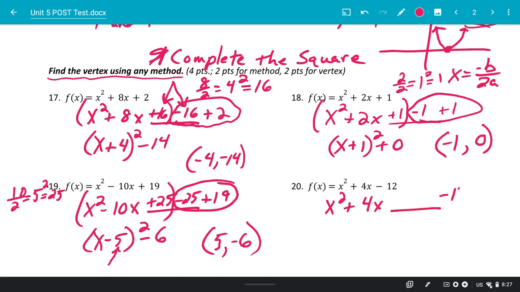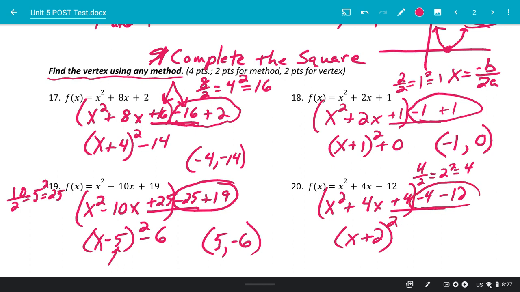Number 20, x squared plus 4x. Leave my space, minus 12. 4 divided by 2 is 2. 2 squared is 4. So I'm going to add 4 and subtract 4. Perfect square trinomial. Now remember, when we're doing these completing the squares, I always have to put my addition one first, right? The plus, whatever first, or it wouldn't be a perfect square trinomial. But anyhow, x plus 2 quantity squared is my factor of the perfect square trinomial. Put these two constants together on the outside, which is a negative 16. So my vertex is negative 2, negative 16.